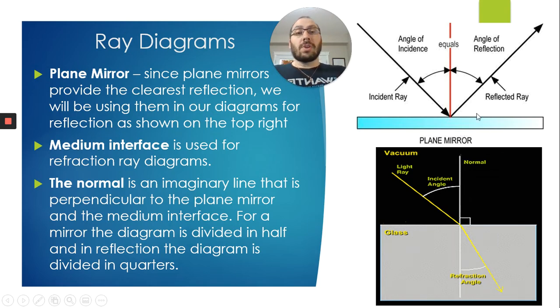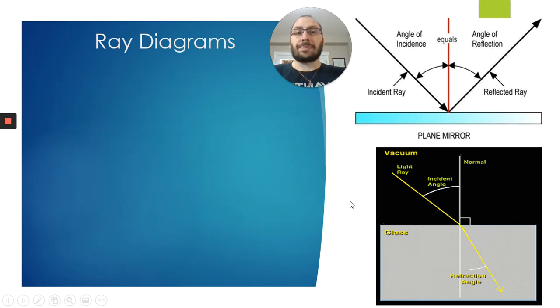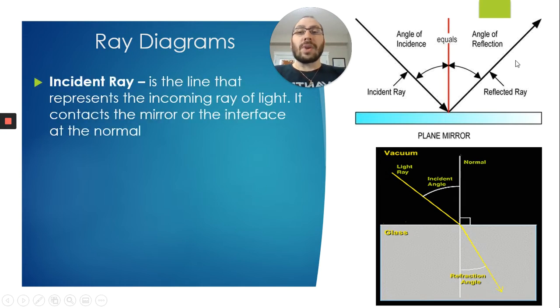Okay, so in this one, the normal divides the ray diagram in half, a left and a right. And in this one up here, it divides it into quadrants like a Cartesian plane. So we have a top right, a top left, a bottom right, and a bottom left. Very, very important. Okay, next for ray diagrams, we have the incident ray.